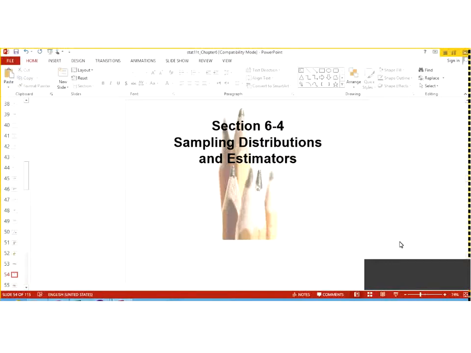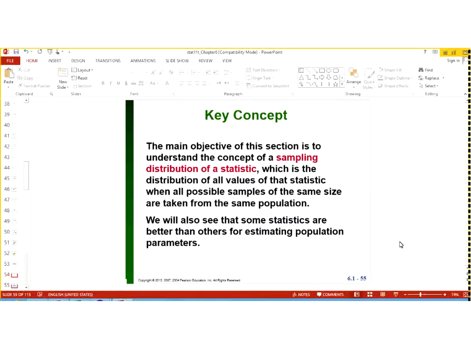No answer. Still no. So now we will talk about the sampling distribution and estimators. The main objective of this section is to understand the concept of the sampling distribution of a statistic. If you have a statistic, which is a measurement coming from a sample, what is its distribution? It is the distribution of all values of the statistic when all possible samples of the same size are taken from the same population.